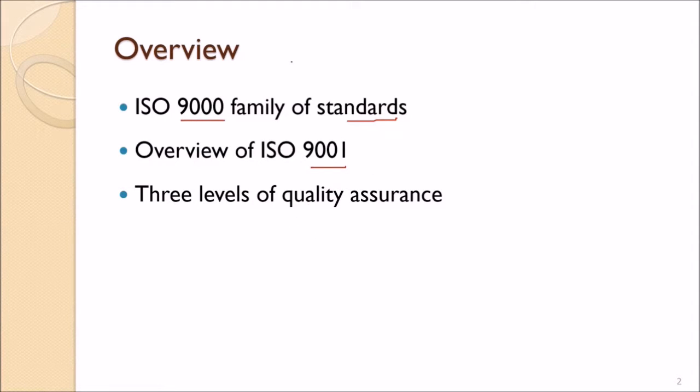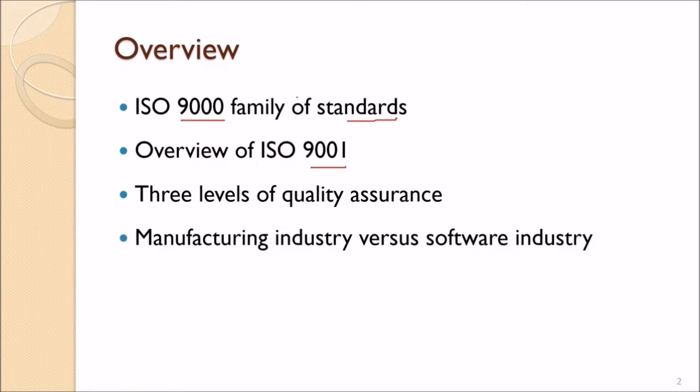Then we'll see the three levels of quality assurance. And what about the manufacturing industry versus the software industry? Because in manufacturing, you're making products here, but you are making software here. Software cannot be seen; it can only be felt. And moreover, unlike manufactured products, software doesn't wear out. So there is a difference. These two are varied.